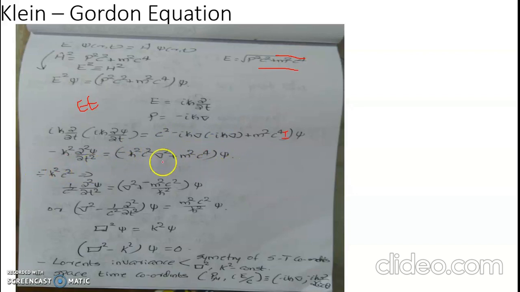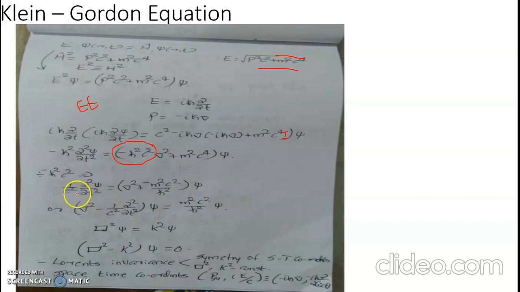Now we divide this equation throughout by minus h bar square C square. Then this becomes minus h bar square on the left side vanishes, 1 by C square dou square psi by dou t square equal to, this coefficient vanishes, del square, M square C power 4 by minus h cross square C square, one C square vanishes, minus M square C square by h cross square times psi.